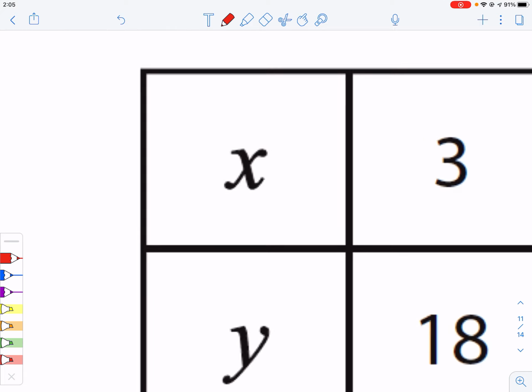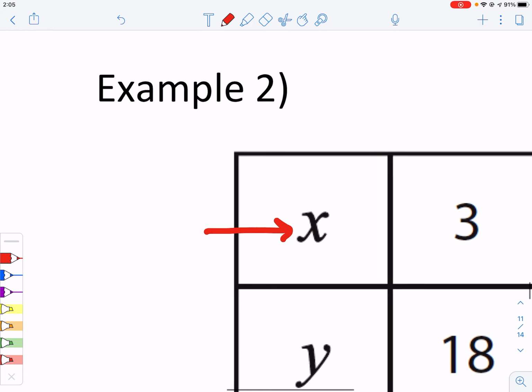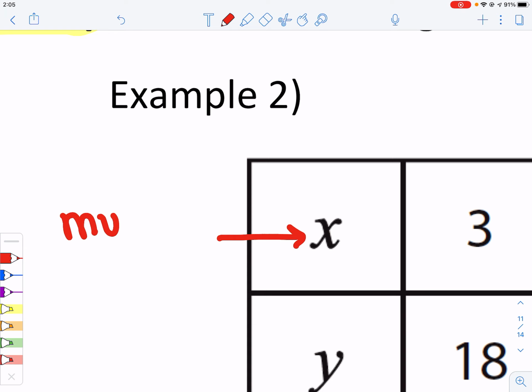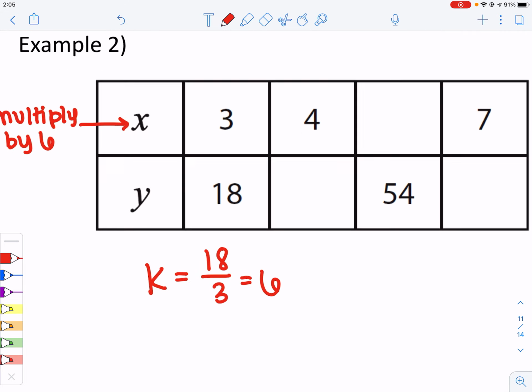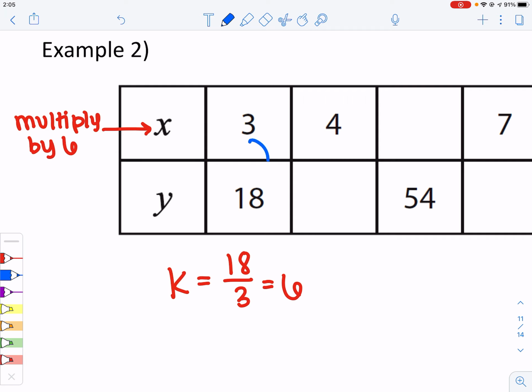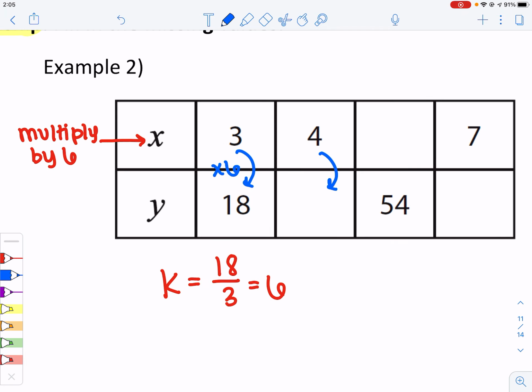So all that means is I'm just taking this x number and I'm multiplying by 6. Okay, so to get from 3 to 18, I multiply by 6. Which means that to get this number, I'm going to multiply by 6, and then to get from here to here, I'm also going to multiply by 6.